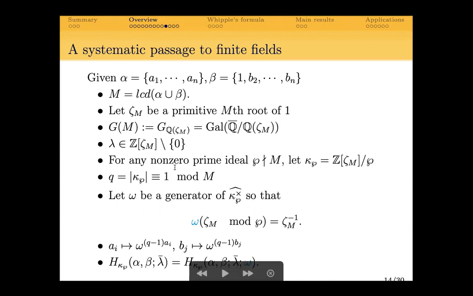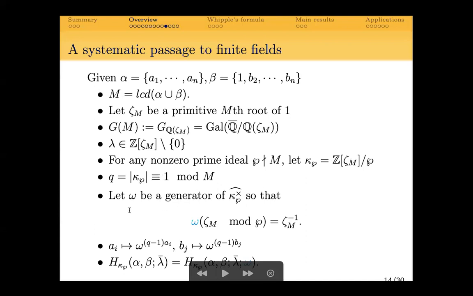What we're going to do is, for any non-zero prime ideal which does not divide M, look at the residue field. This is one way we can produce the finite fields, from the residue field. For any fixed prime ideal, you pass to the quotient of the ring of integers of the cyclotomic field. You go to the quotient field, and by construction, the quotient field automatically satisfies the assumption: it's going to be 1 modulo the degree of the cyclotomic field.